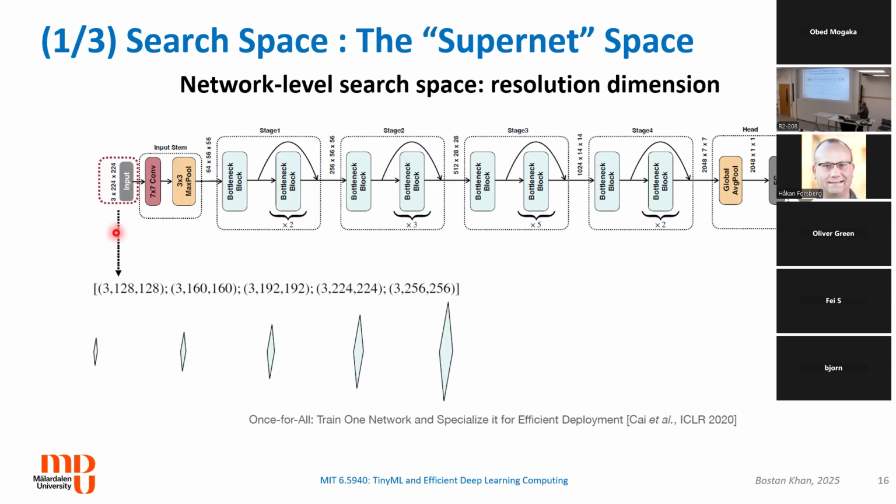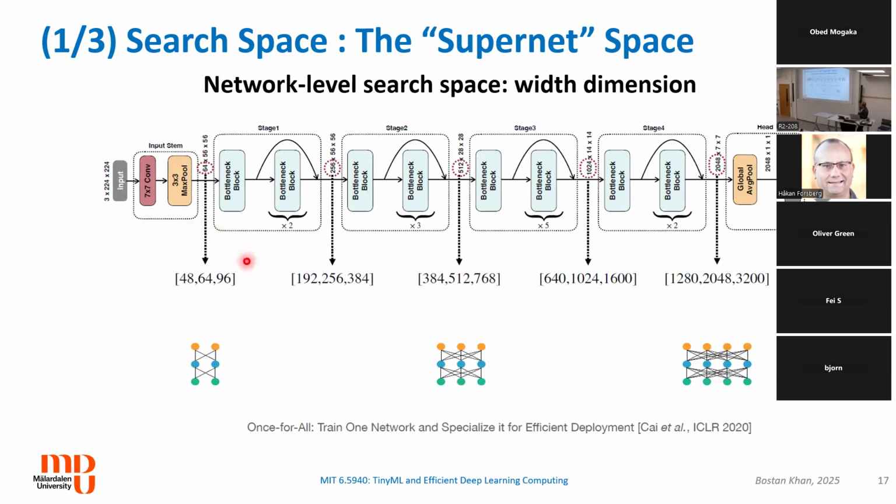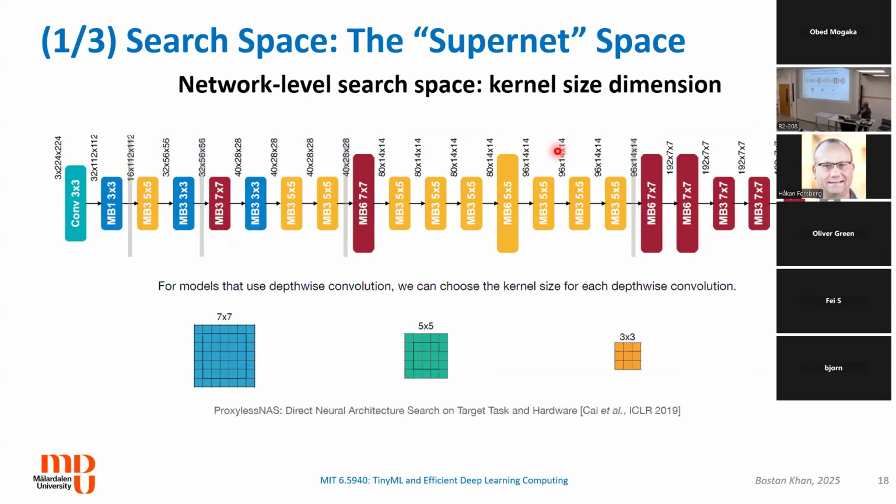That is one dimension. The third dimension in this case would be, what kind of width can we use? By width, we mean the number of channels in different stages, right? What number of channels can we have in different stages? Stage 1, 2, 3, and 4. And the fourth dimension is the kernel size. The kernel size here could be 3 by 3, 5 by 5, and 7 by 7 in different stages or layers.